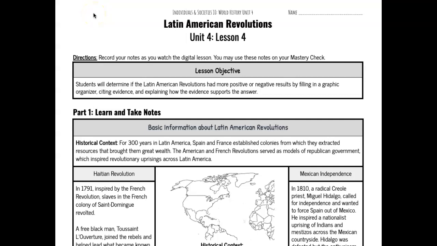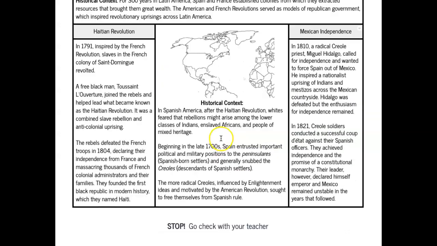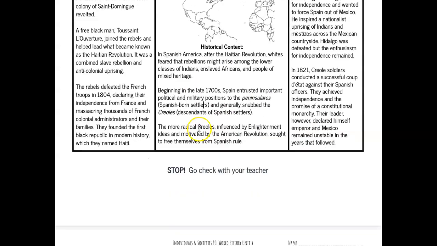In this video, we're going to go over the primary source document analysis. So you already did part 1 of lesson 4, which was learning basic information about Latin American revolutions. Remember, we learned about the Haitian Revolution and the beginning of Mexican independence. We also learned some important historical context that tells us why these conflicts were an issue.